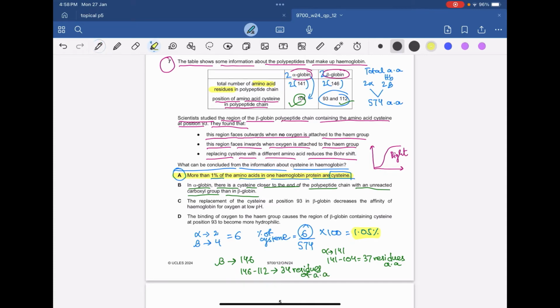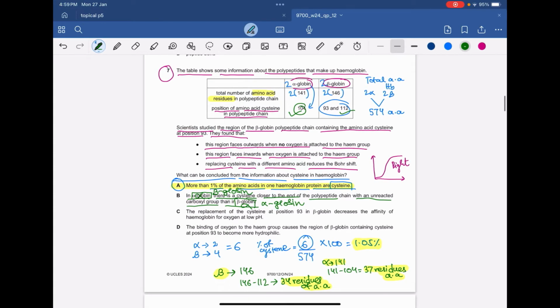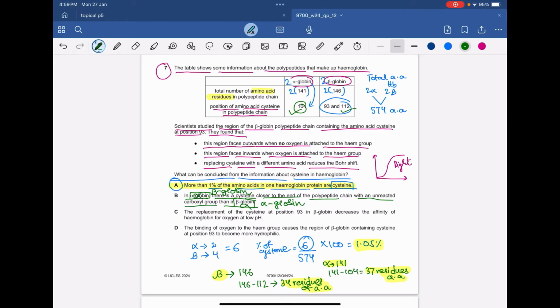So in the alpha globin chain there are 37 residues left to reach the end position for the cysteine, and for the beta globin chain there are 34 residues left to reach the end position. So over here they have given us the vice versa situation. In the option, alpha globin should be beta globin, and in place of beta globin it should be alpha globin. Then this answer would have been considered right. I hope that this MCQ is clear to all of you. It was a little lengthy and also a very tricky MCQ. I hope it makes sense.